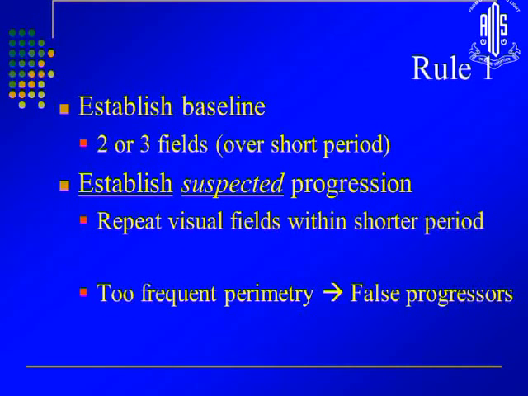And whenever there is a progression, as we have already stressed, establish a suspected progression. Repeat the visual fields within a shorter period of time. However, very frequent perimetry may also cause an increased number of false progressions. So we need to decide how many visual fields are actually required. Don't do it at a very frequent interval, every week or something, trying to find out any progression there.